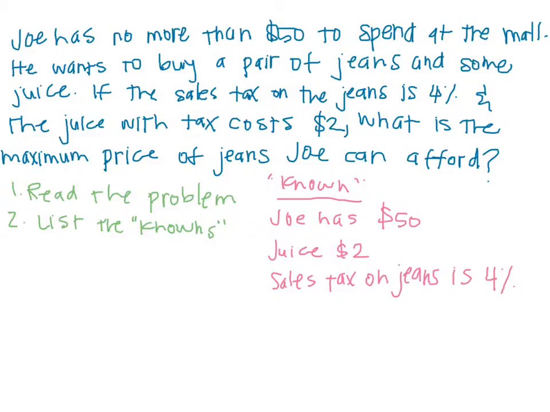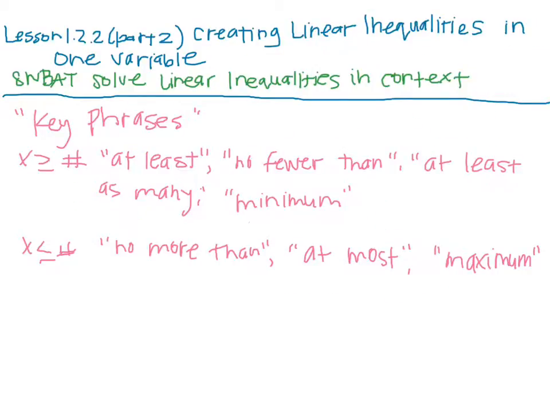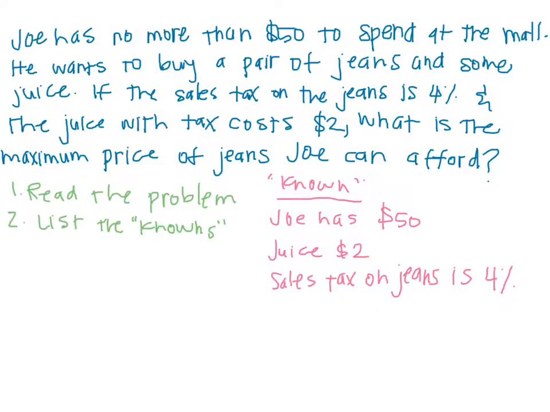If I go back to my key phrases, I can see that "no more than" means that x is less than or equal to a certain number. So that tells me that x has to be less than or equal to $50. Or not necessarily x. Let's erase that x. We don't know what x is. But I know that my inequality is going to be set up as less than or equal to $50.